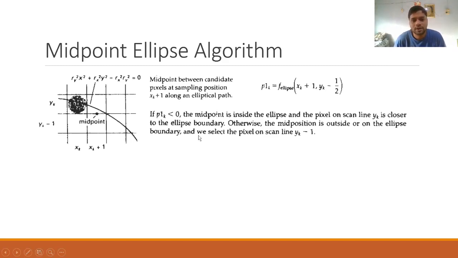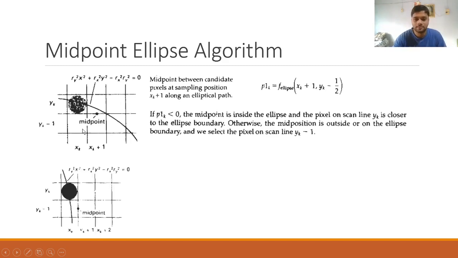When it is less than 0, we are going to select yk, so we are not going to decrement y in that case. And if it is greater than or equal to 0, we are going to decrement y, and the next position is going to be yk minus 1.